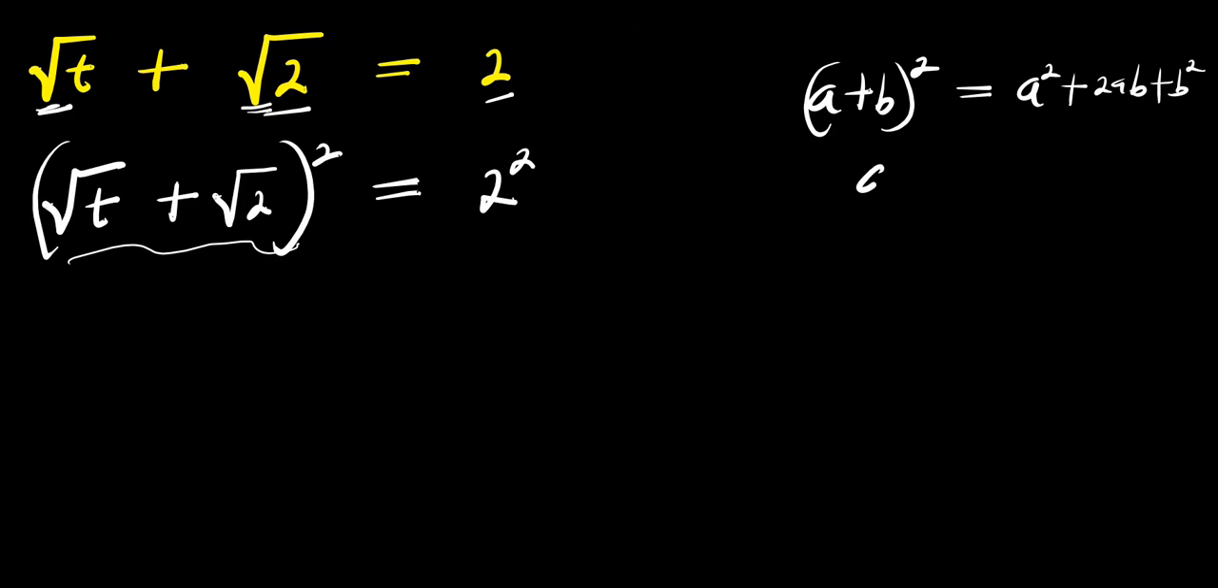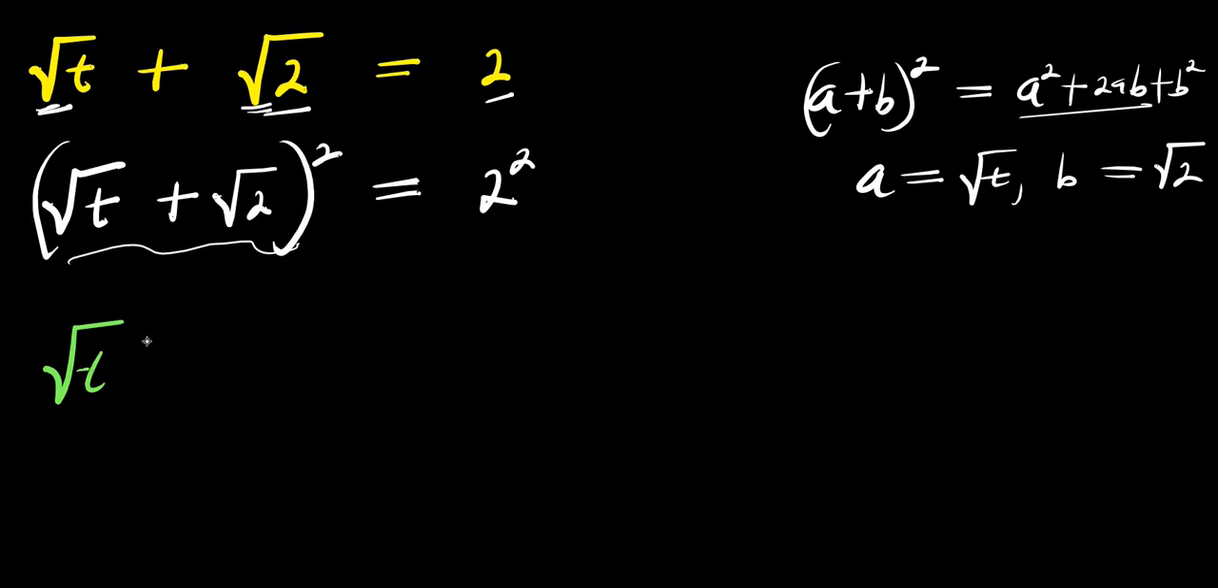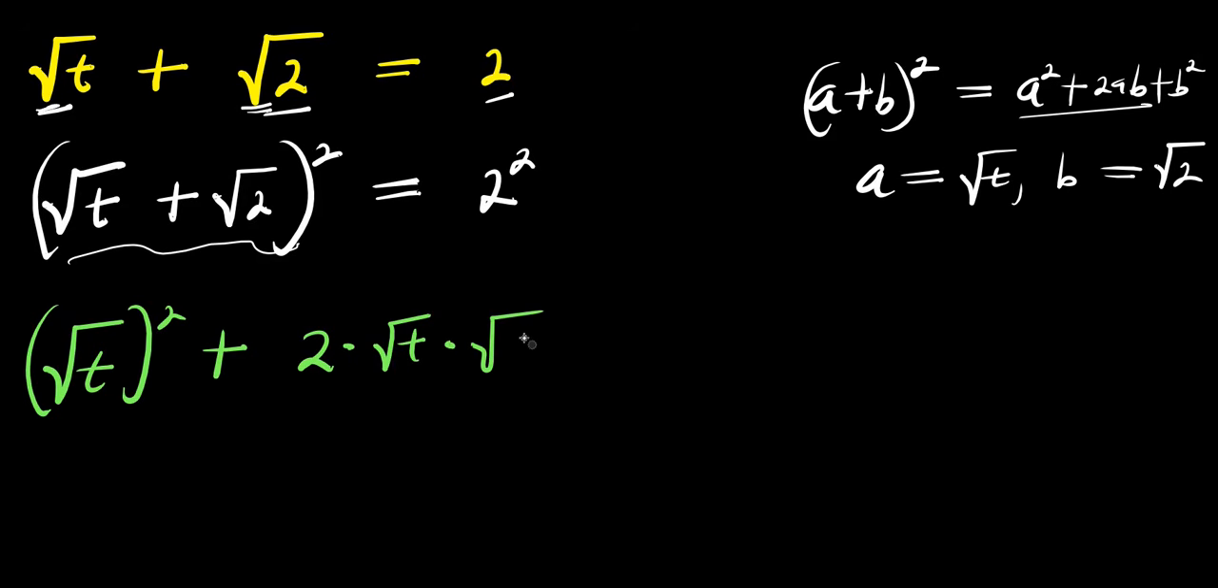And right now, our a equals root t and b equals root 2. So, let's substitute it right here. We are going to have for a squared, we have root t raised to the power of 2 plus 2ab, 2 times root t times root 2, plus b squared, that is root 2 raised to the power of 2, and this equals 2 power 2, that is 4.